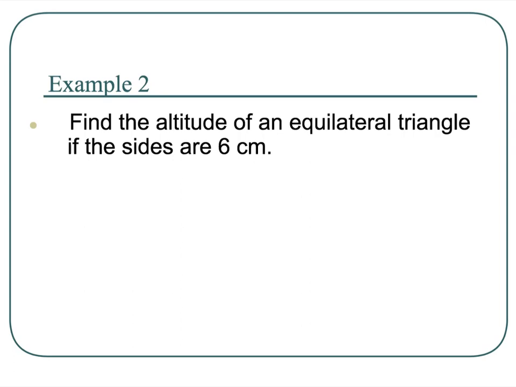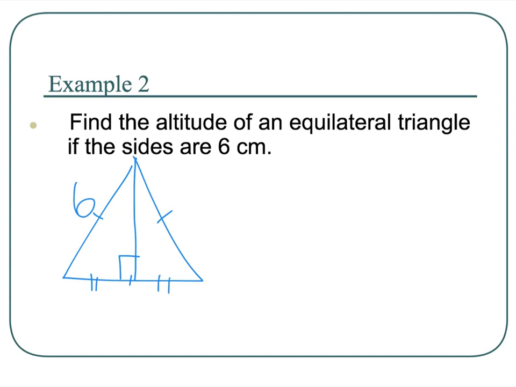Okay, let's find an altitude of an equilateral triangle if the sides are 6 centimeters. Well, if the sides of an equilateral triangle are 6 centimeters, they're all going to be 6. They're all congruent. My altitude drops down and forms a right angle. It's perpendicular to that opposite side. Now, the altitude of an equilateral triangle is also going to bisect that opposite side. Happens in an isosceles as well as an equilateral triangle.